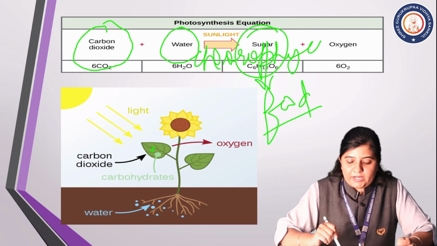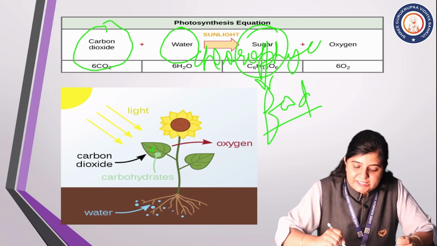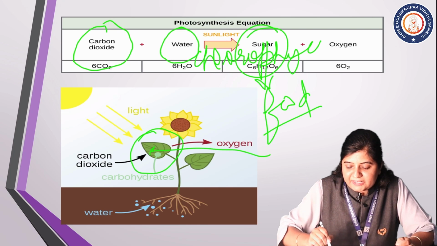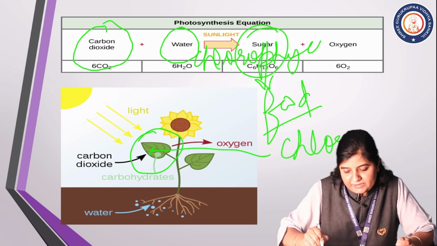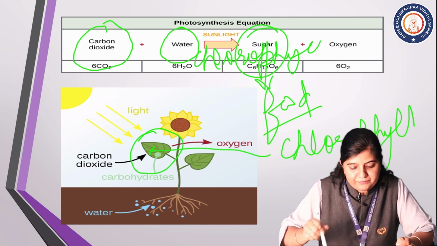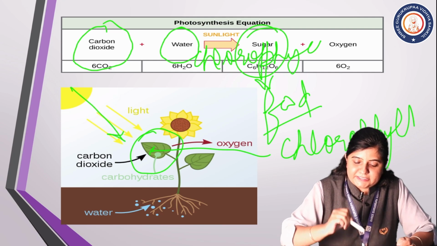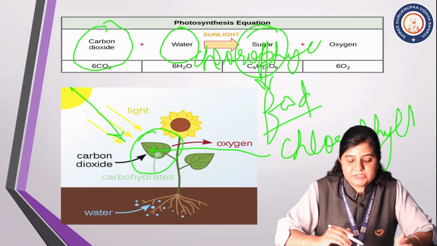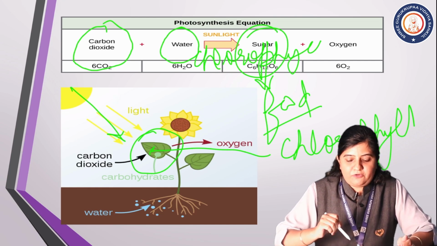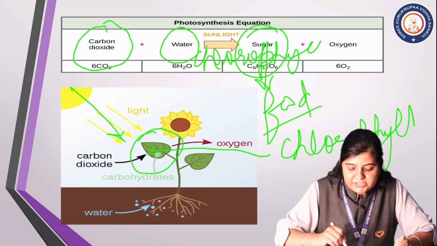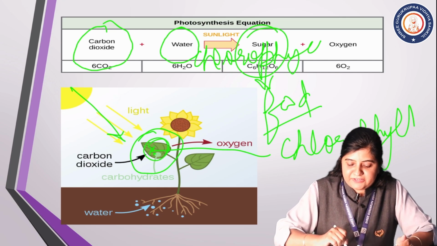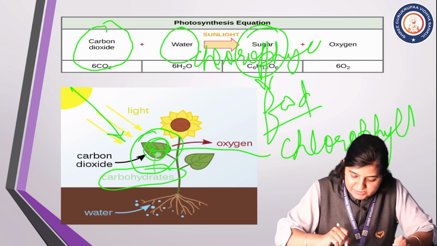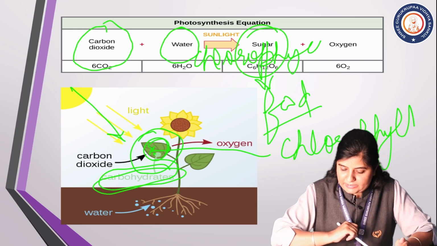So this is the whole diagram. Here you can see in the leaves there is a green color pigment present. That pigment is known as chlorophyll. And sunlight, when the plants use this sunlight to do this process of photosynthesis. And what is the kitchen? Kitchen is the green leaves. In green leaves they do the photosynthesis and prepare their food, that is carbohydrate.